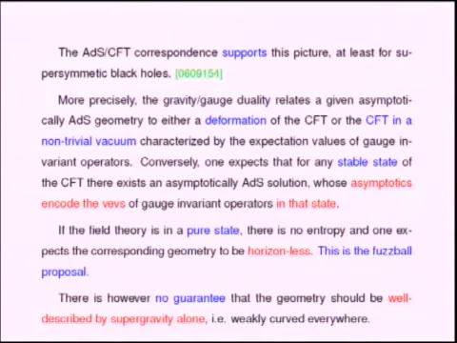So if we put the field theory in a pure state, we have no entropy, and you don't expect to have a geometry with a horizon. It should be horizonless. This is basically what the fuzzball proposal is saying. This should be true. There is, however, no guarantee that the geometry should be well described by supergravity, i.e. weakly curved everywhere. So AdS/CFT, in its full extent, says that for any state of the CFT, I should have a geometric dual. It doesn't have to be well described by supergravity without the other alpha-prime and loop corrections. So there's no guarantee of this and no criterion for when this holds.